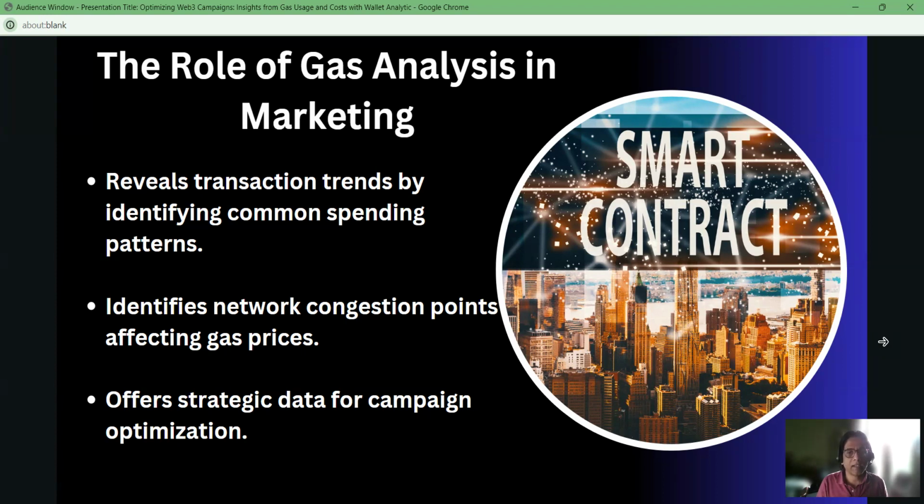All this analysis you are doing by collecting the data from the Ethereum blockchain, and then analyzing what are all the critical times when they shouldn't be doing any transaction, and what are all the times they should be doing the transaction, so that they can incur less transaction fee.